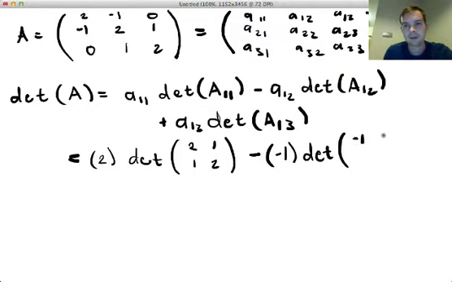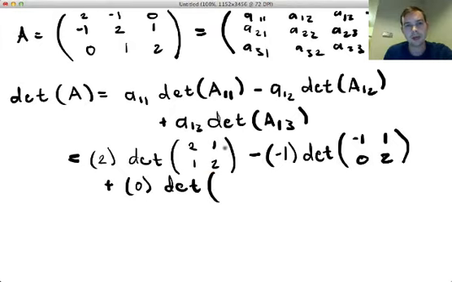I remove the first row and the second column, I get -1, 1, 0, 2. So go back and look at that to think about it. And then I have plus A13, which is 0. So ultimately it'll cancel out, but let's finish filling in the gaps of the formula. I remove the first row and the third column, so I'll have -1, 2, 0, 1, right? This is the square matrix corresponding to everything that doesn't have a row 1 or column 3 entry.